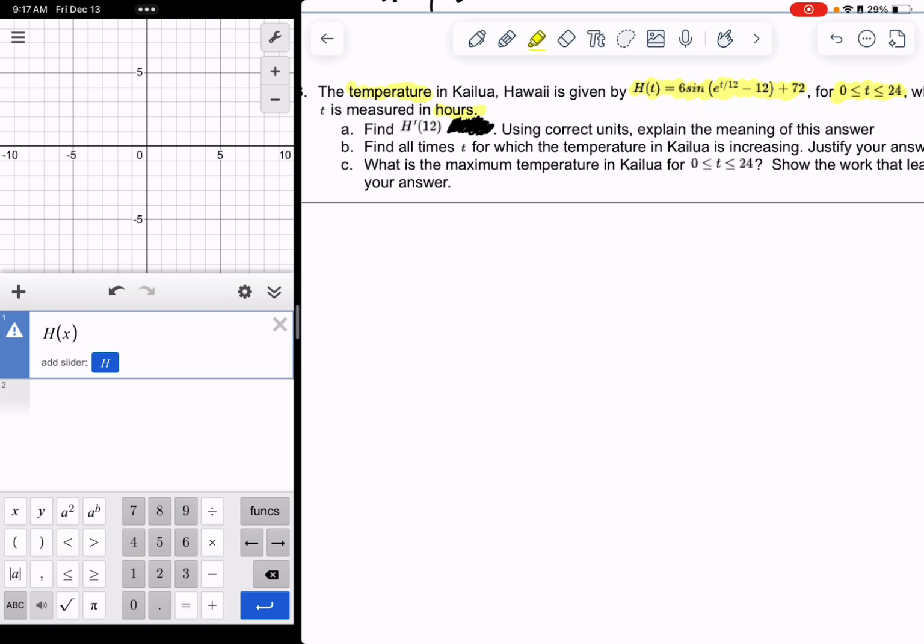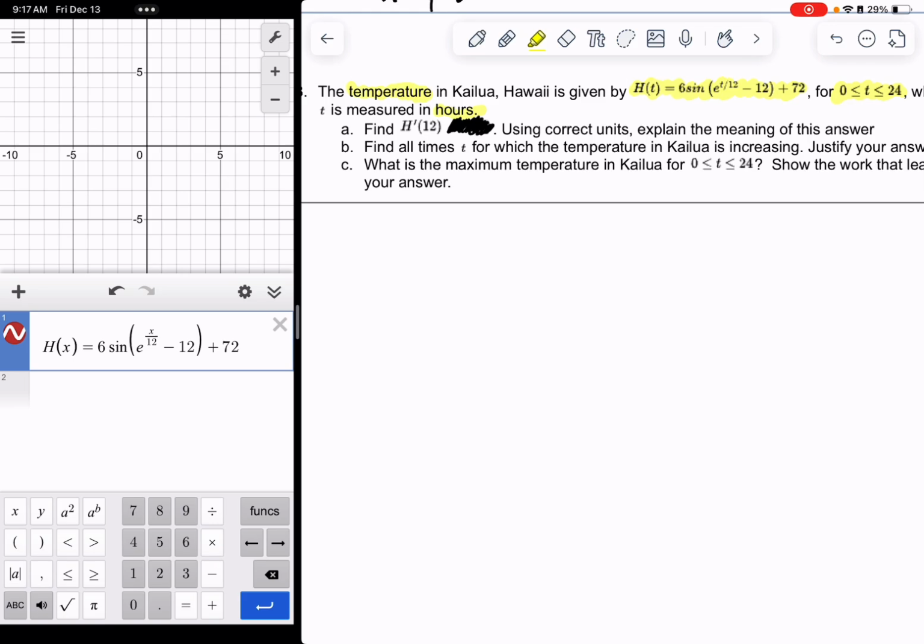Now I'm typing h of x instead of h prime of x because it will make it easier when you're trying to plot derivatives as well. When you use t, it doesn't plot the derivatives as nicely or conveniently. So we have h of x equals 6 sine e to the x over 12, and then we have minus 12, close the parentheses, and then a plus 72.